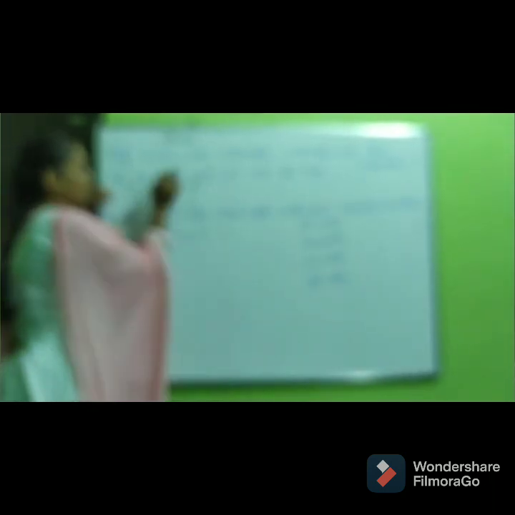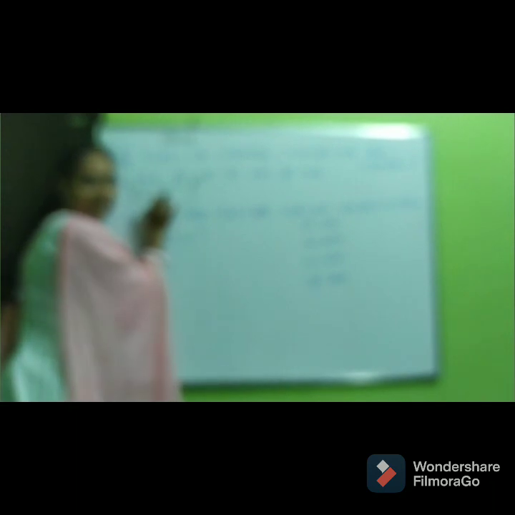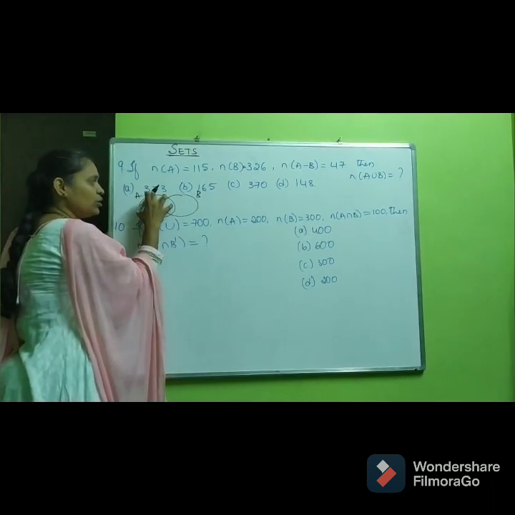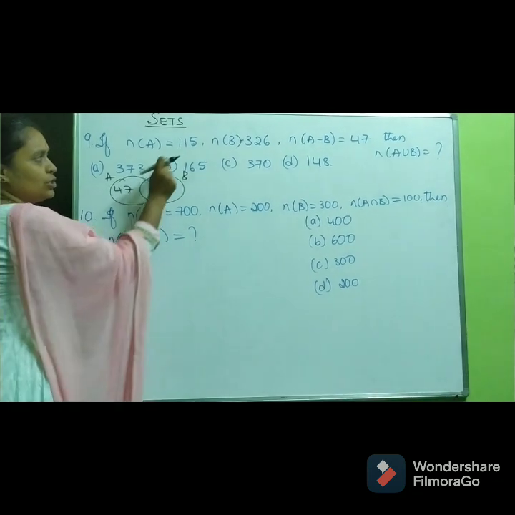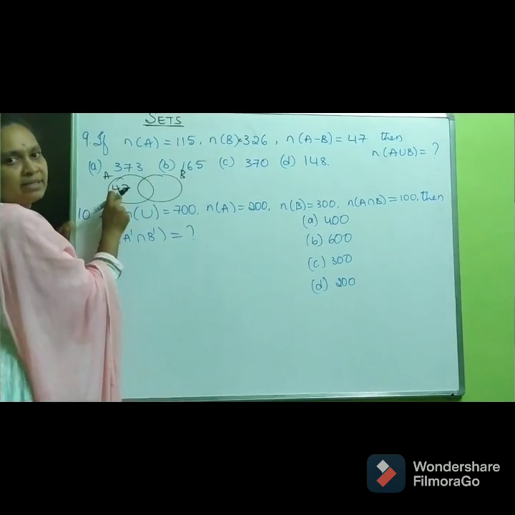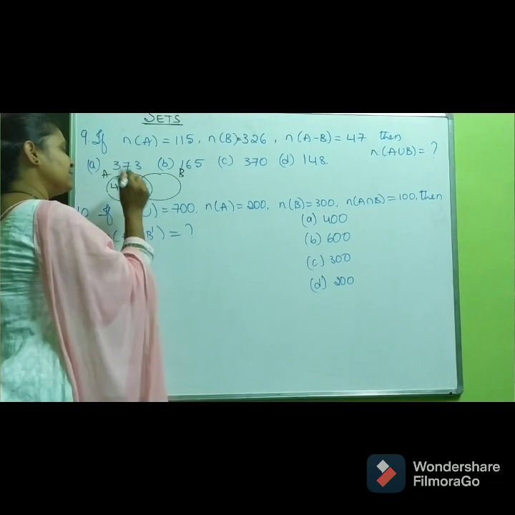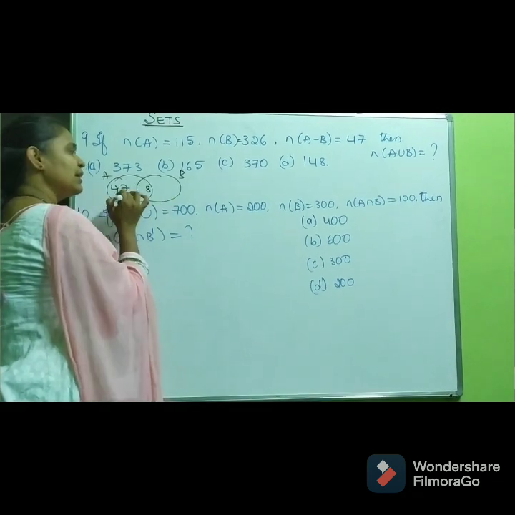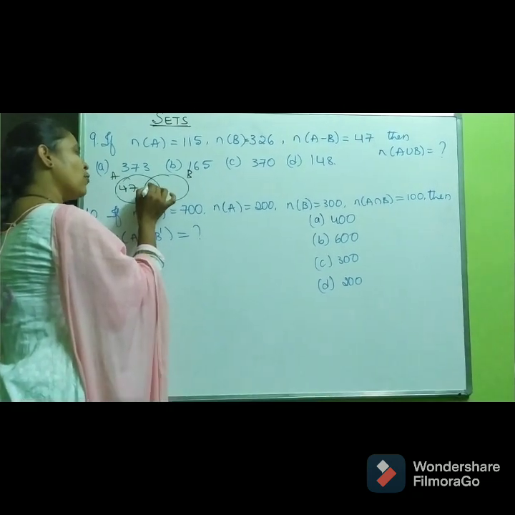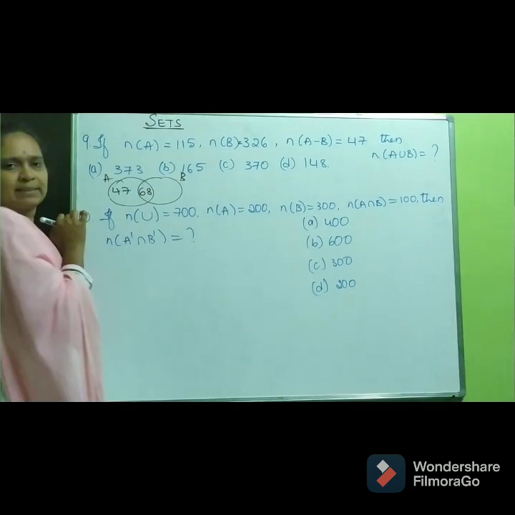So let us fill this. This is 47. They have given n of A. N of A means this complete part. This total is 115 and this part is 47. So this part, that is A intersection B, will be total minus this much. So 115 minus 47. So 15 minus 7 is nothing but 8. 10 minus 4 is nothing but 6.